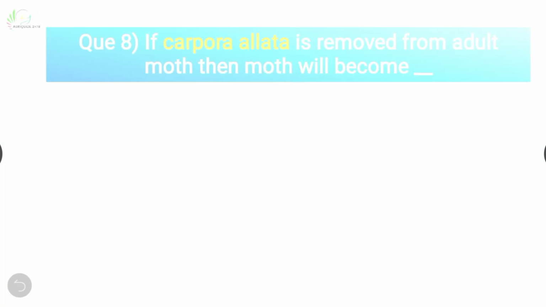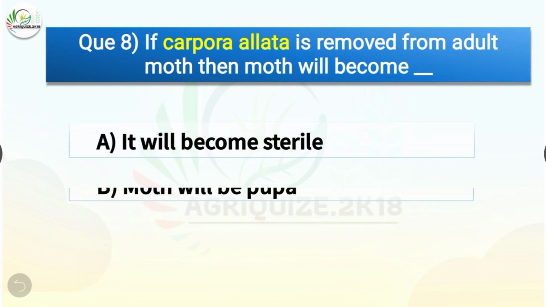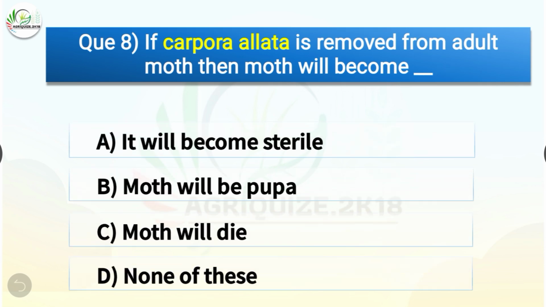Question number 8. If corpora allata is removed from adult moth, then moth will become dash. The options are it will become sterile, moth will be pupa, moth will die, or none of these. The correct answer is option A, it will become sterile. So if corpora allata is removed from adult moth, then moth will become sterile.